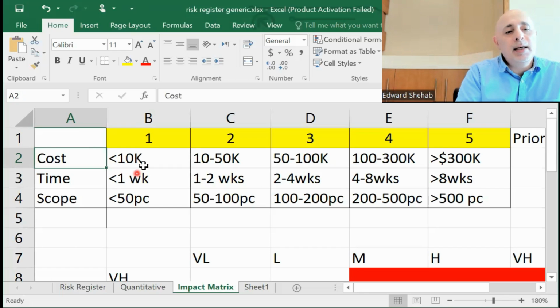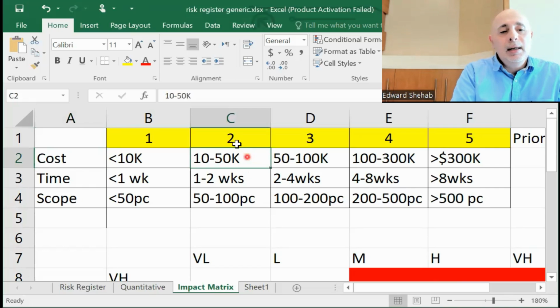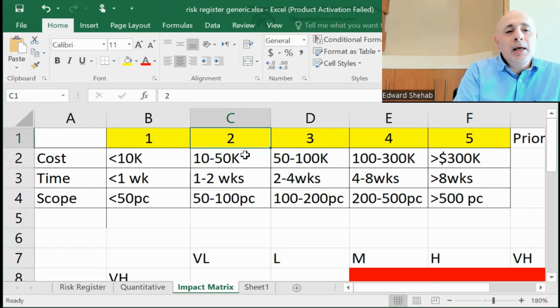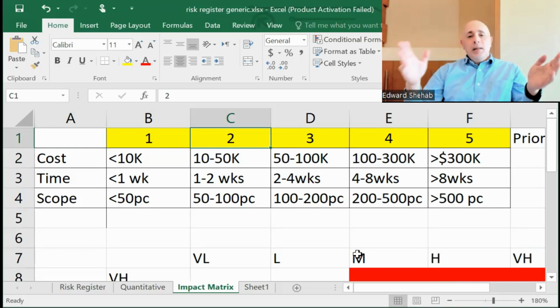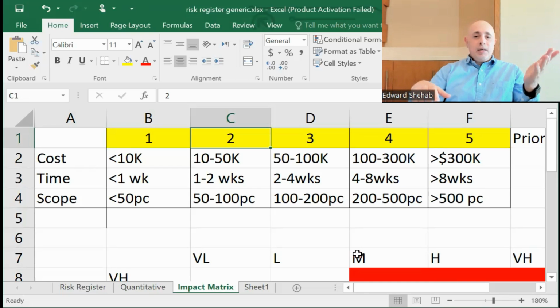All right. So for cost, for example, if I think that something could affect my project by less than 10,000, anything up to 10,000, then I would rate it as a 1 impact for cost. And if it could have an impact of 10 to 50,000, then it's an impact of 2. So it all depends on what your organization thinks. It depends on the size of the project. Obviously, not all projects are the same size. A $50,000 project is not the same as a $1 million project. An impact of 10,000 on a $50,000 project is felt more than on a $1 million project.